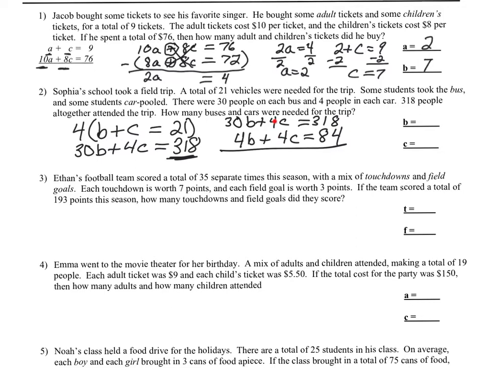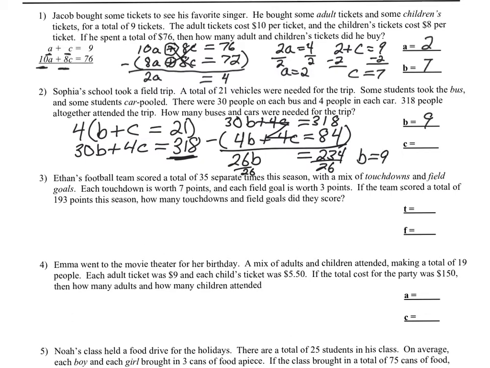Well, think about what would happen if I take 4 and subtract 4. It's going to zero out. That's my goal. So I'm going to subtract. 30 take away 4 is 26B. 4 take away 4 zeros out. And 318 take away 84 is 234. And now I have 26 times B is equal to 234. So all I have to do is divide by 26. Divide by 26, and I get B is equal to 9.